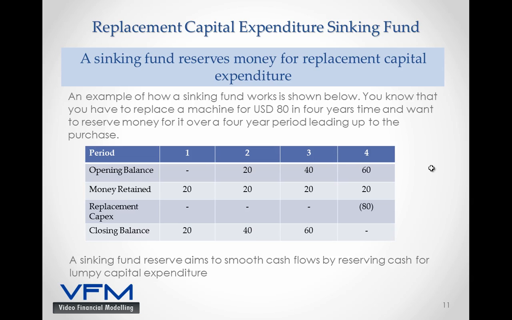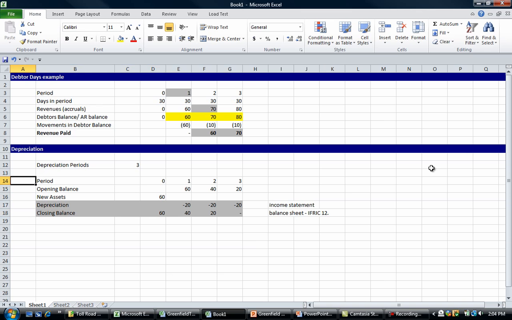Here's a quick example. So it says, an example of how a sinking fund works is shown below. You know that you have to replace a machine for US dollars 80 in 4 years' time and want to reserve money for it over a 4-year period leading up to the purchase. Let's go back to the Excel spreadsheet.